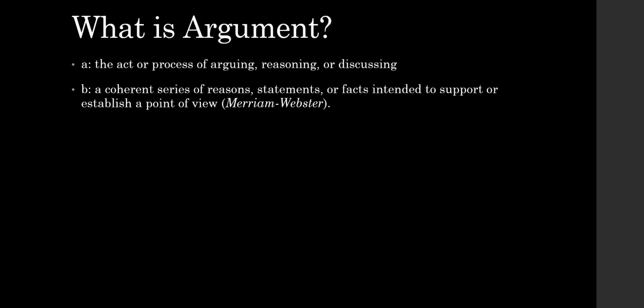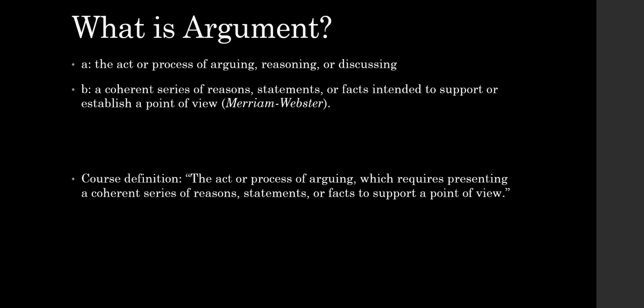Here are two different definitions pulled from the Merriam-Webster dictionary that help us understand what argument is. The first says, the act or process of arguing, reasoning, or discussing. The second says, a coherent series of reasons, statements, or facts intended to support or establish a point of view. Let's put those two together to create a course definition. The act or process of arguing, which requires presenting a coherent series of reasons, statements, or facts to support a point of view. Let's break this down.